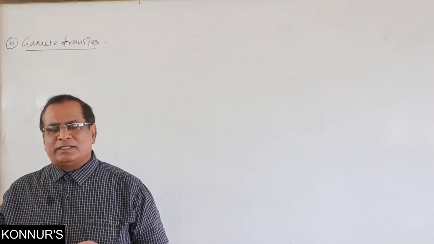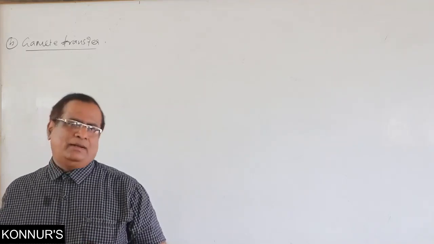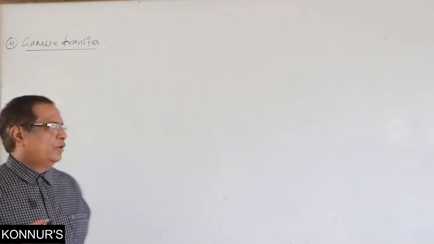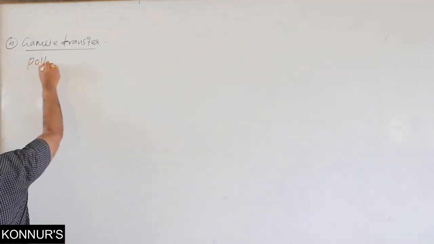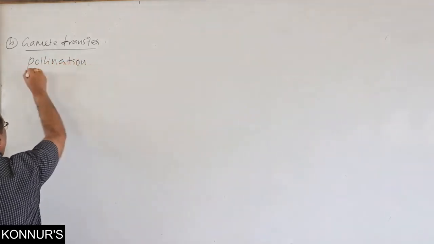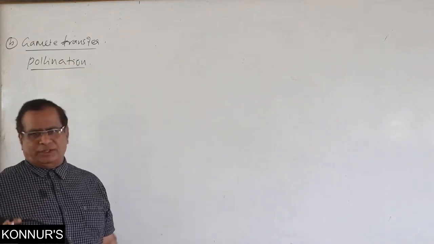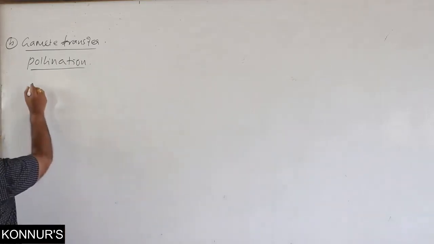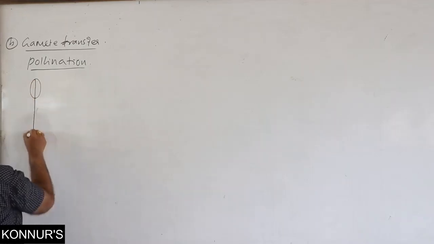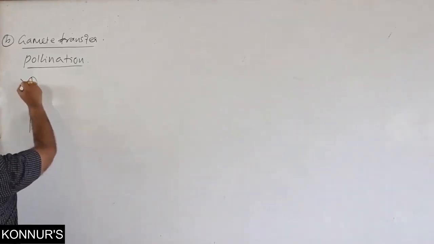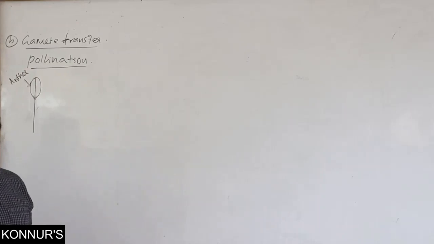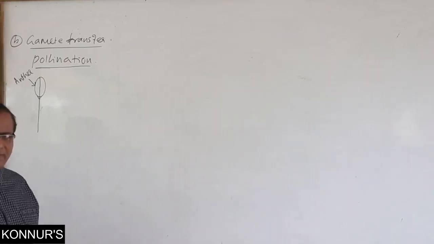they have to be carried to the stigma of that carpel. That is taking place by a process named pollination. What is pollination? Pollination is a transfer of pollen grains from this anther, where pollen grains will form. What are pollen grains? They are the carriers of male gametes.